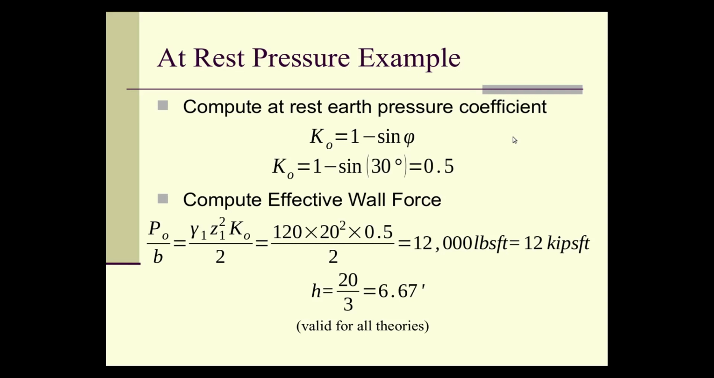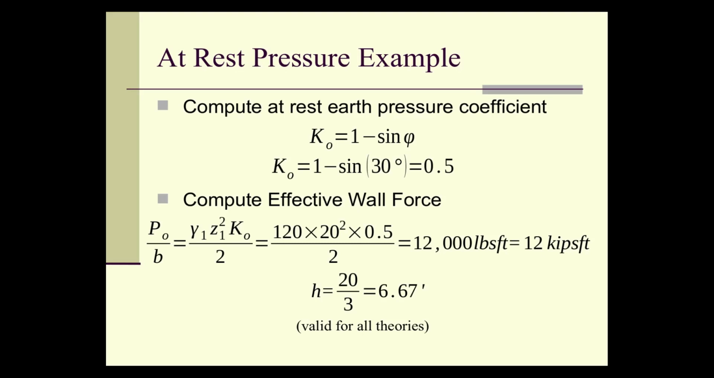All right. The first thing we do in any lateral earth pressure problem is compute the lateral earth pressure coefficient. Since I stated to you that the at-rest earth pressure coefficient is 1 minus sine phi, it's normally consolidated. I just simply plug and chug. I gave you phi, so K0 is 1 minus sine of 30, which is equal to a half. K0 being a half, the next thing is the effective wall force.